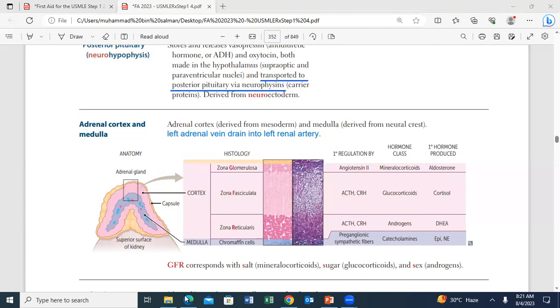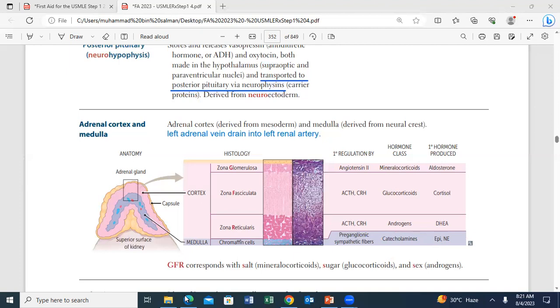All right, and then we have the medulla. The medulla has chromaffin cells, and these chromaffin cells produce catecholamines, which means epinephrine and norepinephrine, which are responsible for your autonomic nervous system, the sympathetic and the parasympathetic nervous system. And the release of these epinephrine and norepinephrine is regulated by preganglionic sympathetic fibers. So this was all about the adrenal gland.